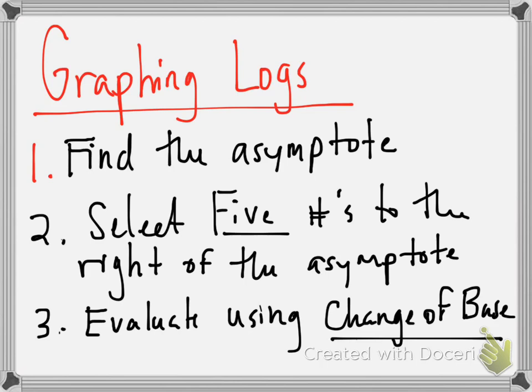All right, we're graphing logarithms. Remember, first and foremost we want to find the asymptote, which is where you take the inside of the parentheses of the logarithm and set that equal to 0. That is a vertical line that crosses the x-axis, which your logarithm graph cannot cross. So we're going to find the asymptote first. We're going to select 5 numbers to the right of the asymptote. Remember, you can't include the asymptote, so you have to pick 5 numbers to the right of it, and then evaluate using our change of base formula.